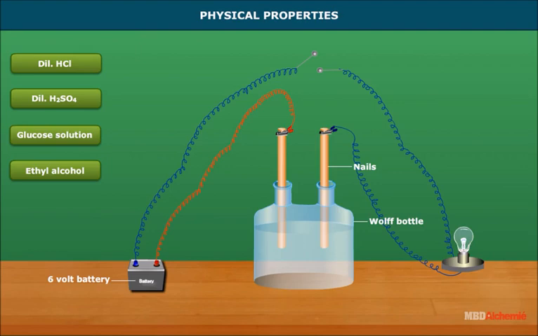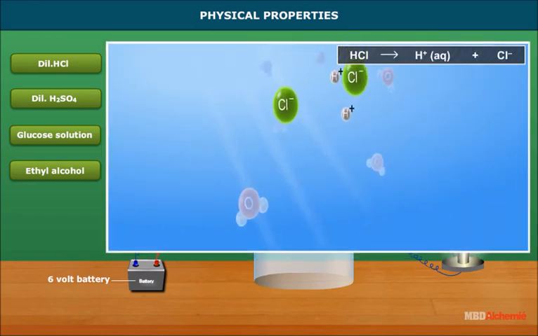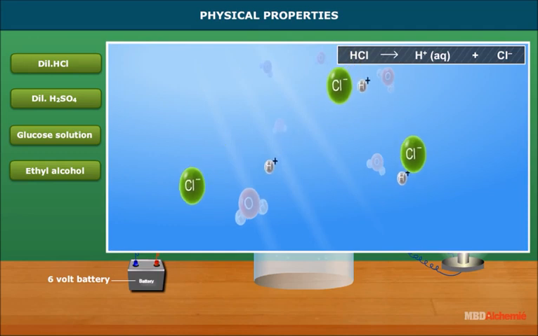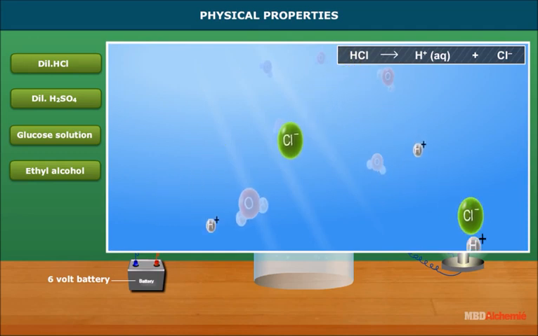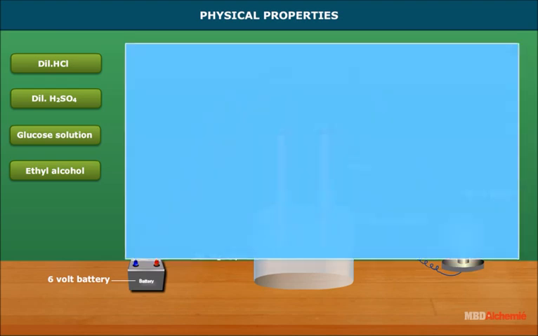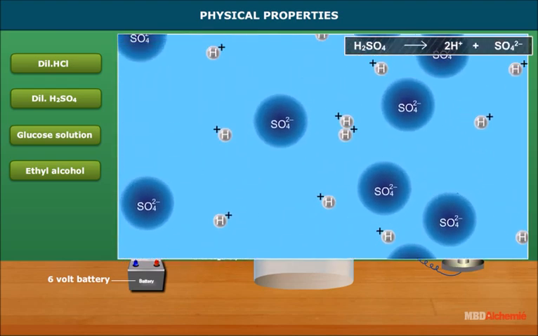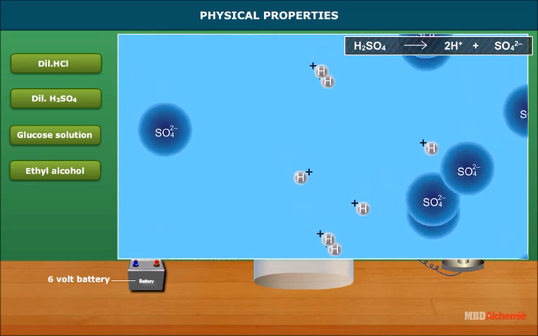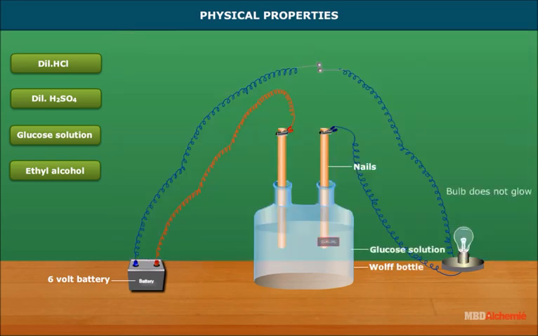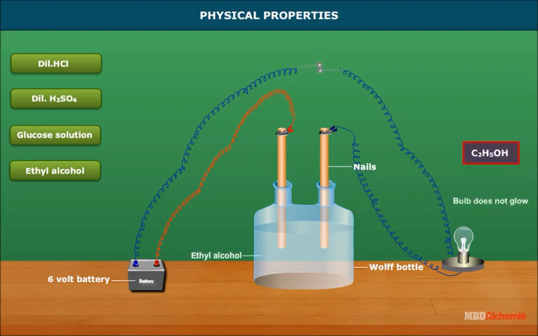Click any one of the compounds given here. HCl. Hydrochloric acid furnishes hydronium ion and chloride ion in per unit volume of solution and conducts electricity. H2SO4. Sulfuric acid furnishes hydronium ion and conducts electricity. Glucose. Glucose does not conduct electricity because it cannot dissociate into ions. Alcohols. Alcohol does not conduct electricity because it cannot furnish ions in the solution.